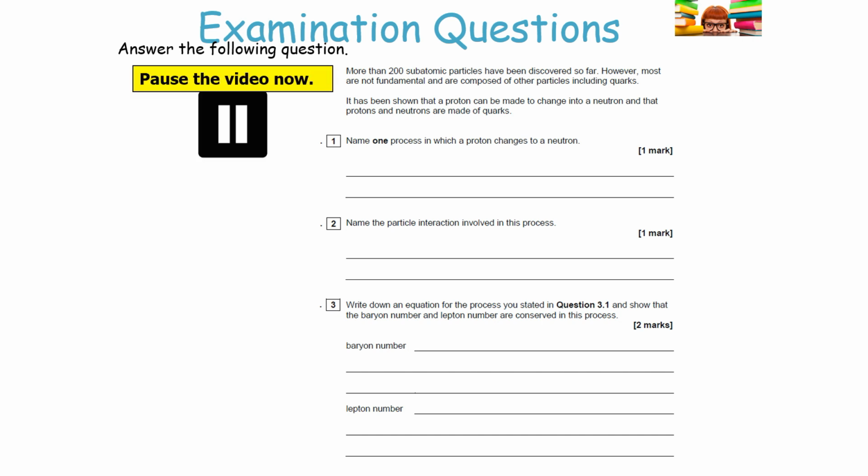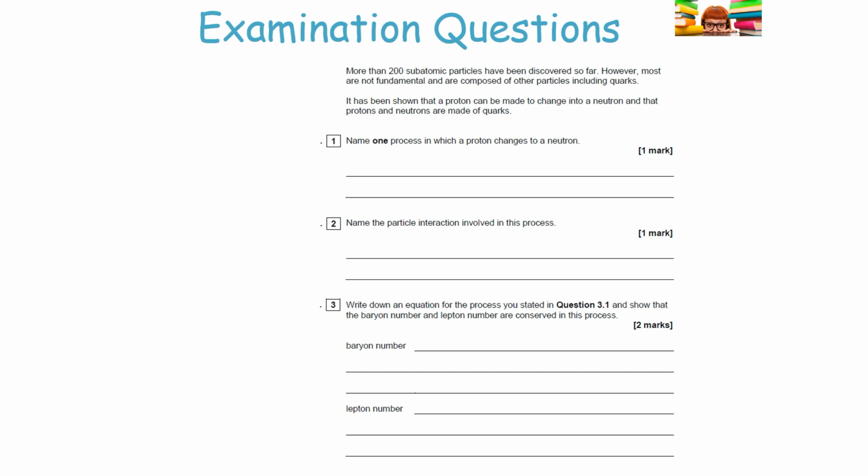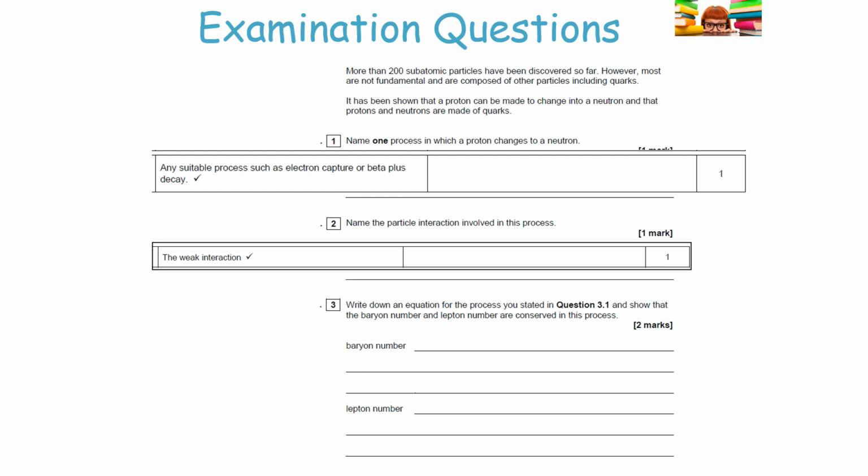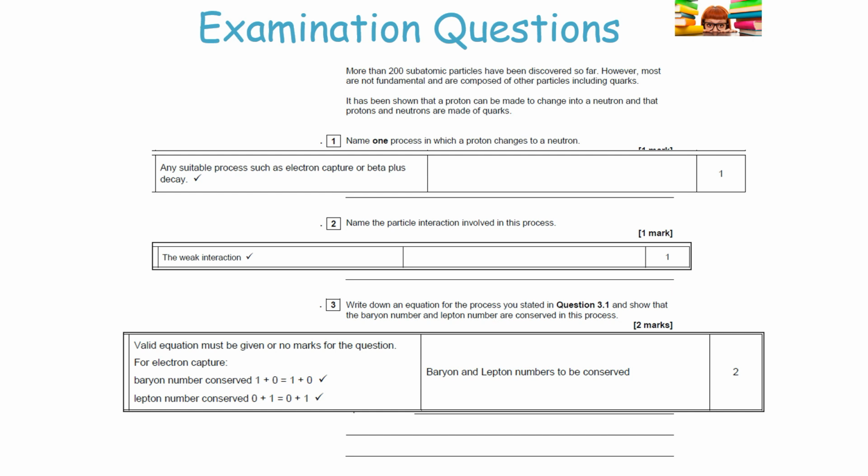So pause the video now, then unpause the video when you want to go through the answer. So the first thing you've got to know is the different types. The most common two types are electron capture or beta plus decay. Now the particle interaction has got to be the weak in both instances. You know this because a quark is changing flavour. It has to for a proton to turn to a neutron. Then finally for each one you've got to write the baryon number before and after, and the lepton number before and after. Again, you've got to remember what your baryon numbers and lepton numbers are for your key particles, such as the electrons, protons, neutrons, etc.